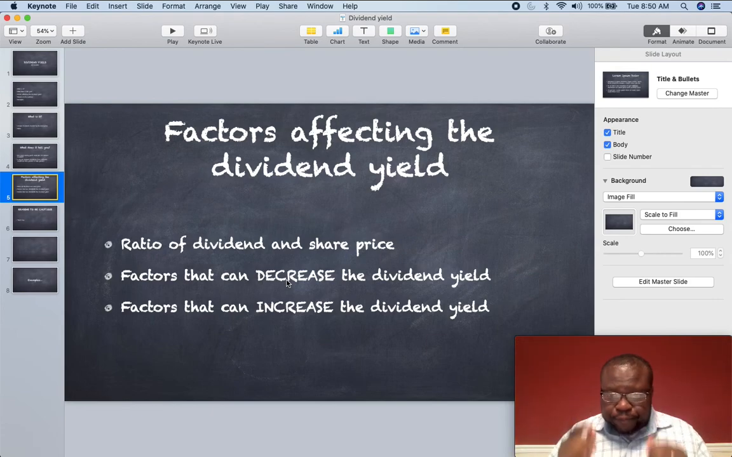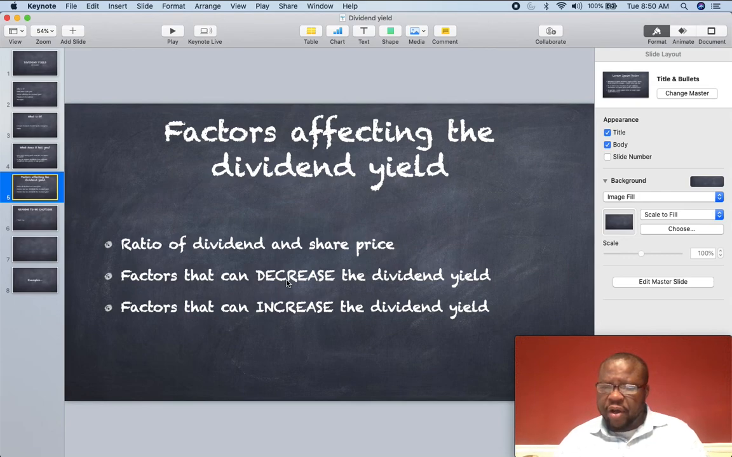So think again. Let's go back to our example. Our annual dividend is $1 and our share price is $100. So factors that can increase the dividend yield: if our share price goes down, the denominator is decreasing. Share price goes down, so instead of $100, it's now $50. So instead of 1 over 100 or 1%, it is now 1 over 50 or 2%. So the dividend yield can increase if you decrease the share price.